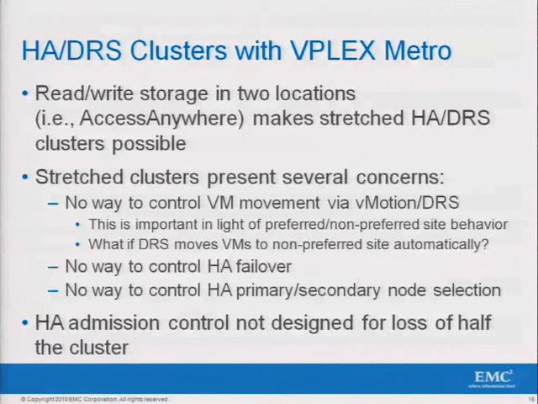And again, there's no way to control primary, secondary node selection. As you're probably aware, VMware HA in its current iteration has a mechanism whereby the first 5 nodes are primary nodes. Everything after that is secondary nodes. If you lose all your primary nodes, HA doesn't work. There is no automatic restart of VMs. In that case, if you were going to stretch your cluster across the sites, you would want to make sure that some of your primaries were in site A and some of your primaries were in site B. Right now, there's no supported way to do that.